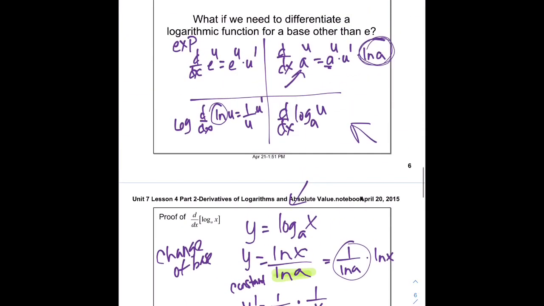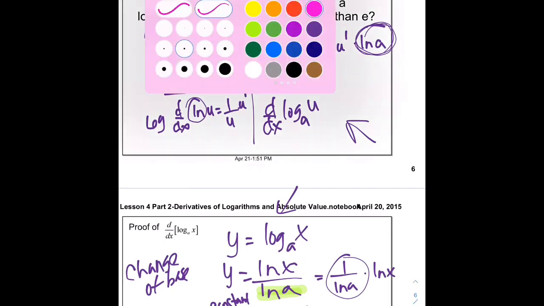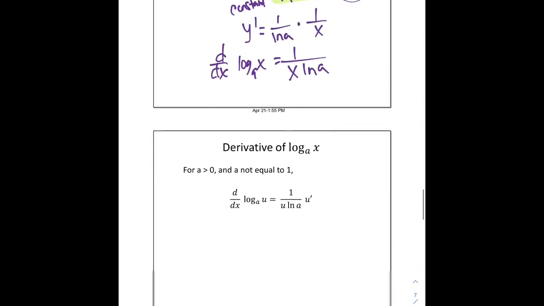So if we go back to this grid that I showed you, what we just determined is that if I want to take the derivative of a log that is not the natural log, I still do 1 over u like I did for a log rule. That's the structure. I would still have to multiply by u prime, but then I have to include that natural log of a, which was the same thing when you had to differentiate an exponential that was not base e. So hopefully you can draw those parallels.